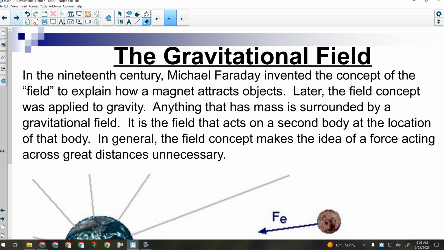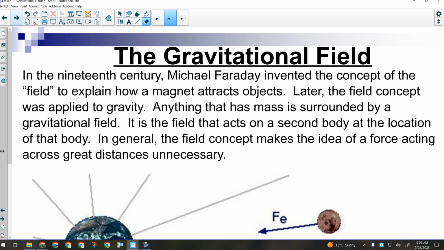It is the field that acts on the second body. Remember, the force is mutual. If there's two bodies, they have a mutually attractive force between them. But one is going to accelerate, and it will look like the smaller one is accelerating towards the larger one. That's what we're calculating when we calculate the gravitational field strength. It's the acceleration towards the larger body.